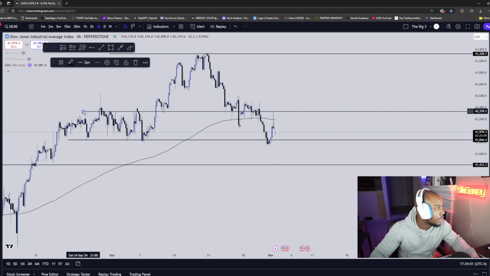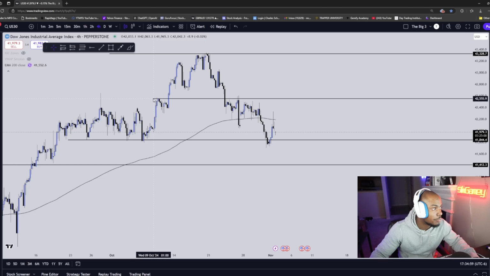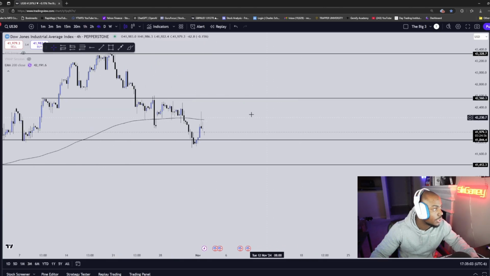This is nasty. US 30 is nasty sometimes, bro. It's been mad choppy. If you trade US 30, then US 30 has been disgustingly choppy, and then out of nowhere it gives you a huge push to the downside.